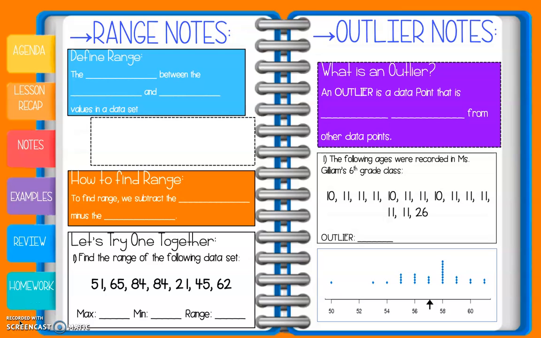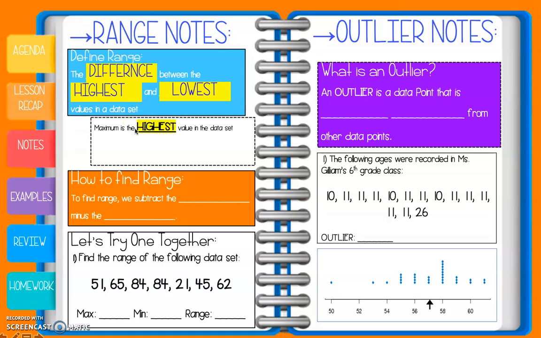Alright guys, today we're going to review two different targets, and they are range and outlier. So the first thing we're going to do is define range. Range is the difference between the maximum and the minimum values in the data set. Keep in mind that the maximum is the highest number and the minimum is the lowest number. So we're looking for the difference between the highest number in the data set and the lowest number in the data set. Difference means to subtract, so really all we're doing is solving a subtraction problem.